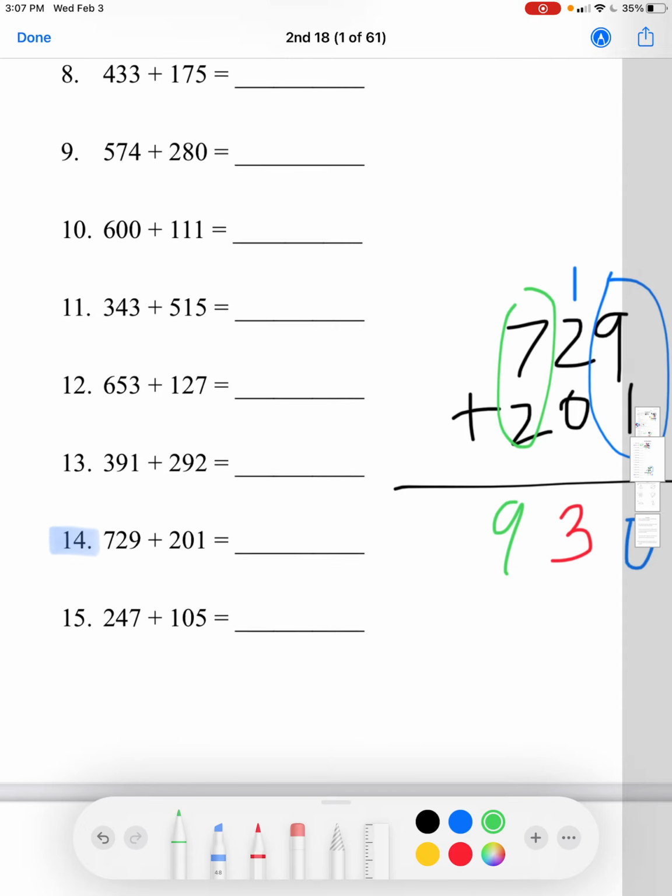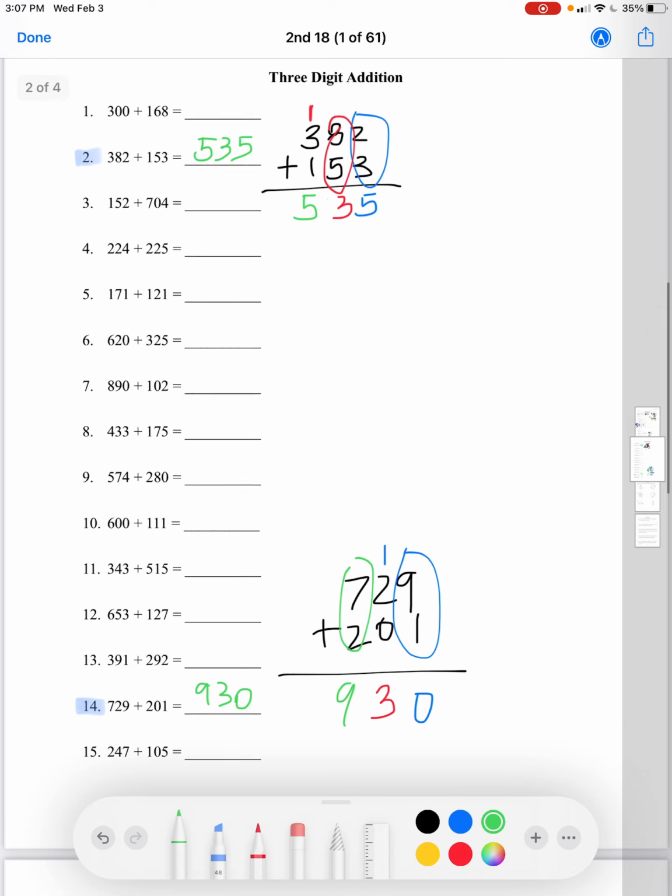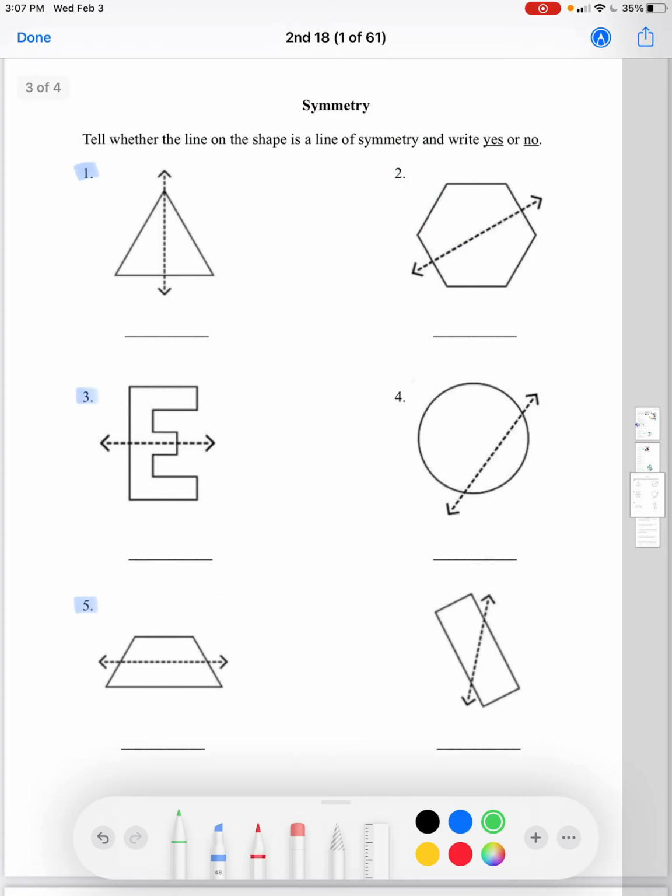And then we have 7 plus 2, which equals 9. So 729 plus 201 equals 930. So that's how you do 3-digit addition. It's really similar to doing 2 digits, but with more numbers you have to work with. Now let's move on to symmetry.